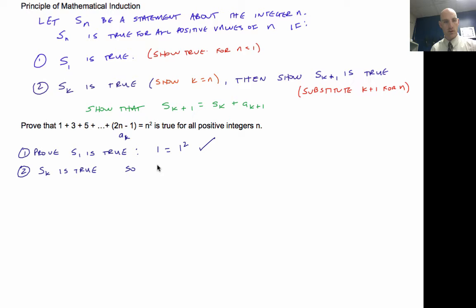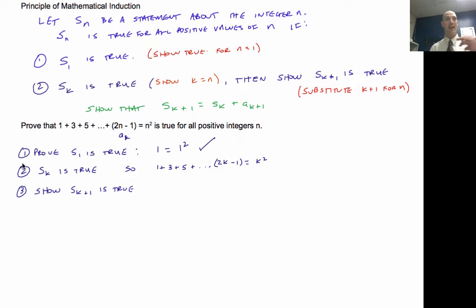So 1 plus 3 plus 5 plus dot dot dot all the way up to 2k minus 1 is equal to k squared. That's what that means, all right? So I want to show S sub k plus 1 is true.